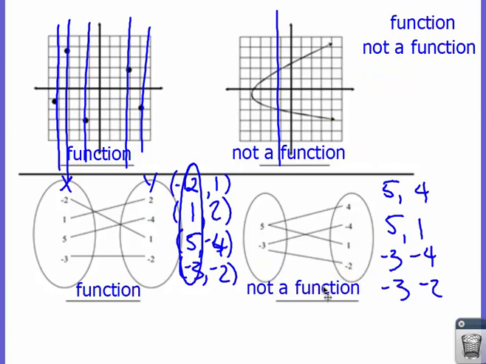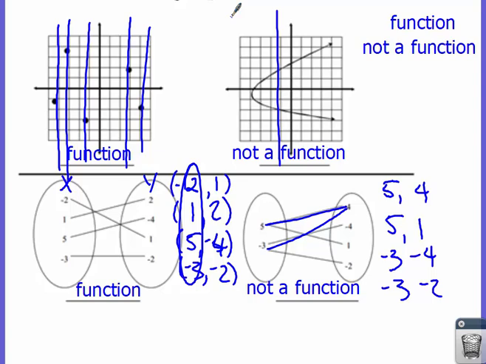Now if my triangles here went the other direction, where if I had this 4, okay, going to the 5 and the 4 going to the -3, that would be okay. Okay, we just can't have one x value mapped to more than one y. So that's kind of a review of functions.